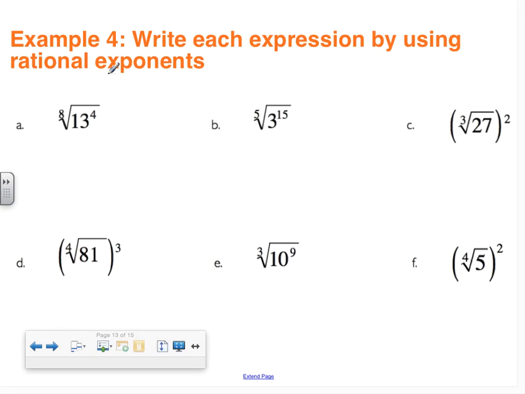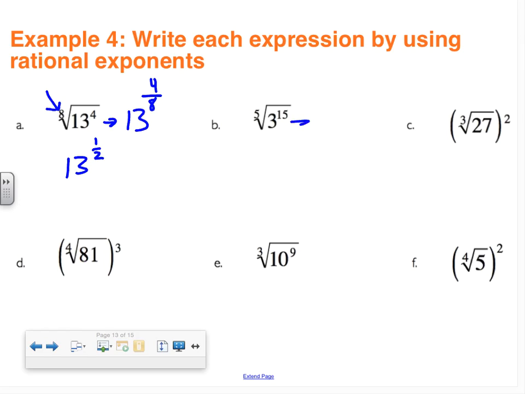First one, the index is 8. Remember, in an exponent, the index is what part? The numerator or the denominator of the exponents. That's right, it is the denominator. So you can rewrite this as 13 to the 4/8 power. That 4 becomes the numerator. Now 4/8 can be reduced. It reduces to 1/2. So this becomes 13 to the 1/2 power. Remember, 1/2 is the same thing as square root, and there's no way we're going to get a nice number out of the square root of 13, so you are done with that problem.